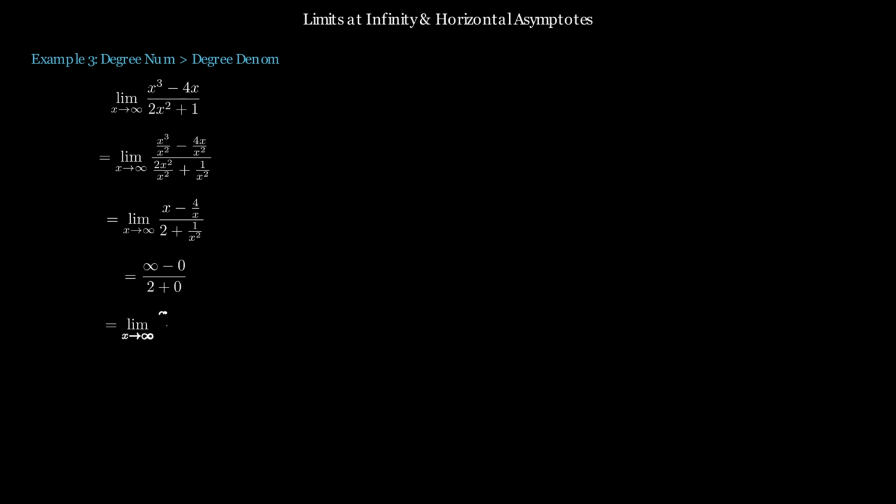As x approaches infinity, x divided by 2 also approaches infinity. When the limit is infinity, it means the function grows without bound. Therefore, there is no horizontal asymptote.